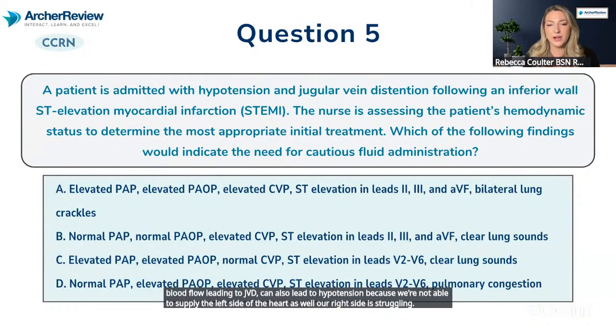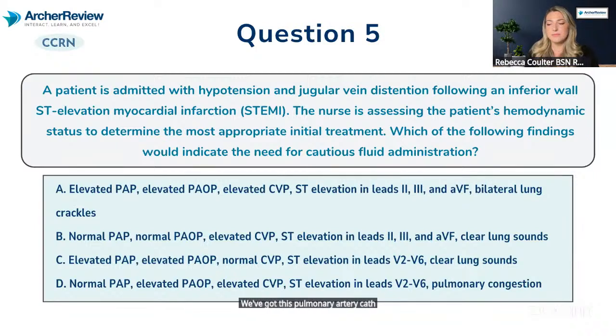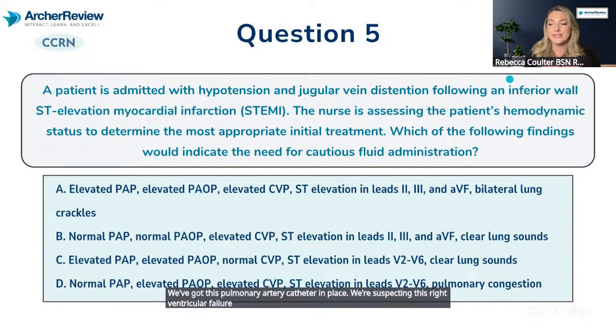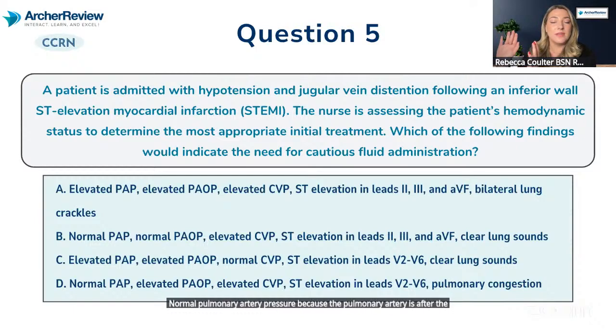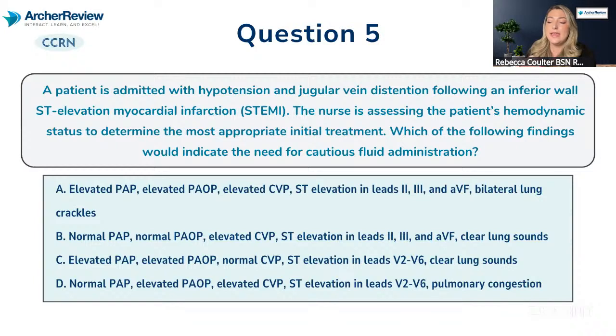We've got this pulmonary artery catheter in place. We're suspecting this right ventricular failure. What we're going to see is a normal pulmonary artery pressure. So I'll go ahead and tell you our answer is B. Normal pulmonary artery pressure because the pulmonary artery is after the right side of the heart.